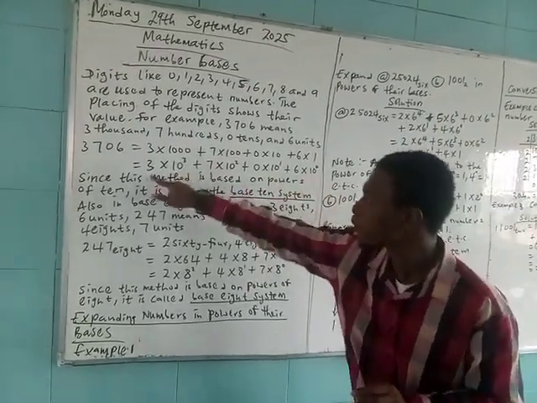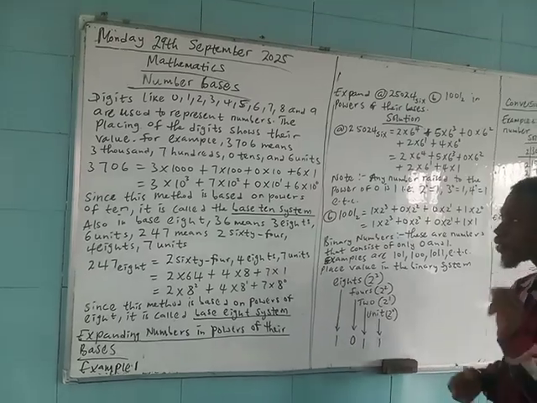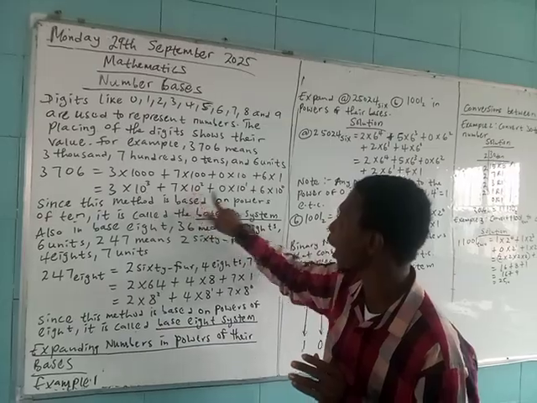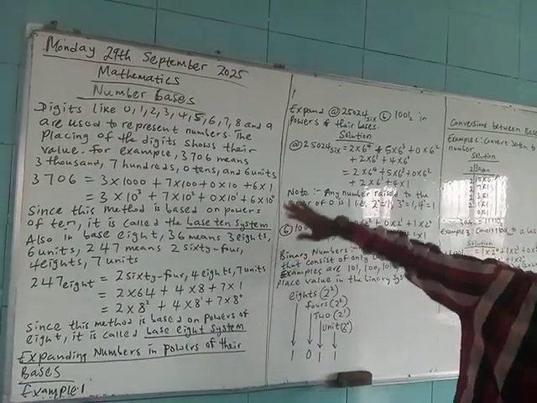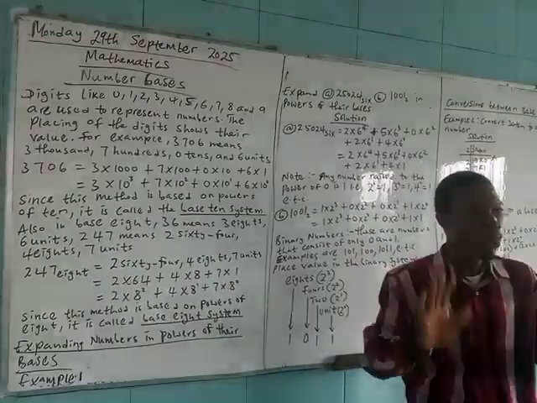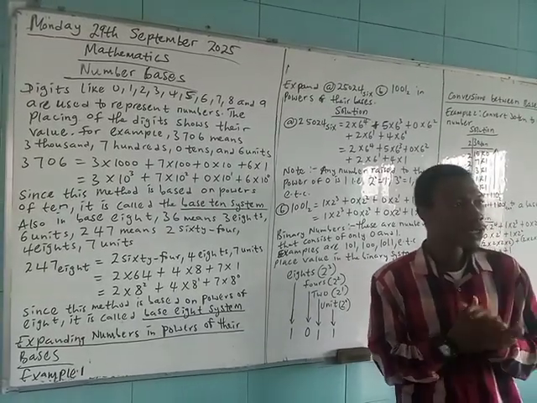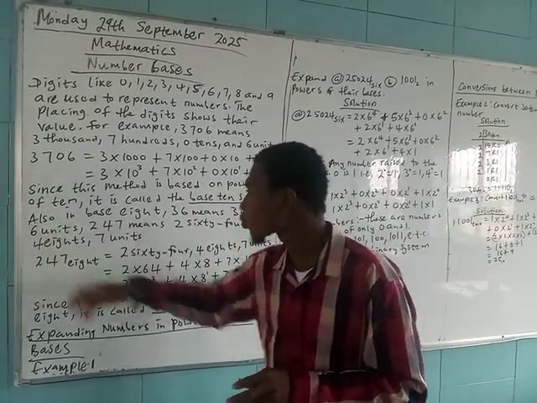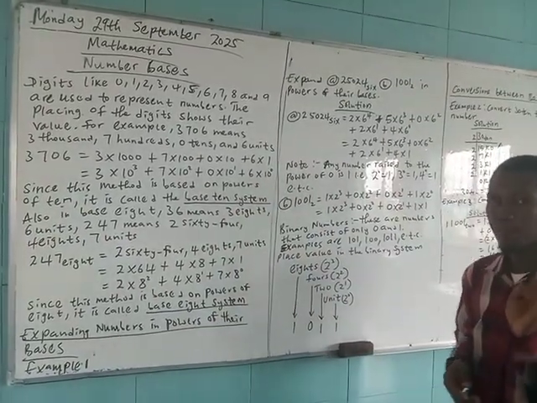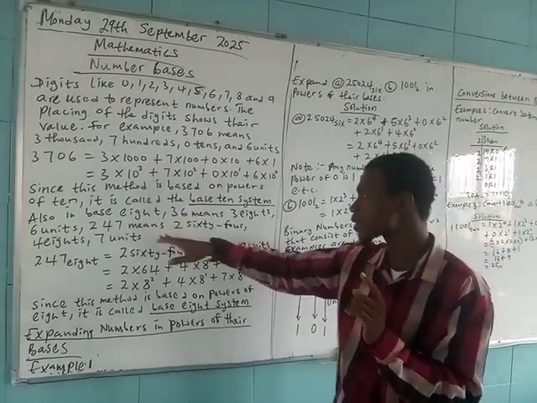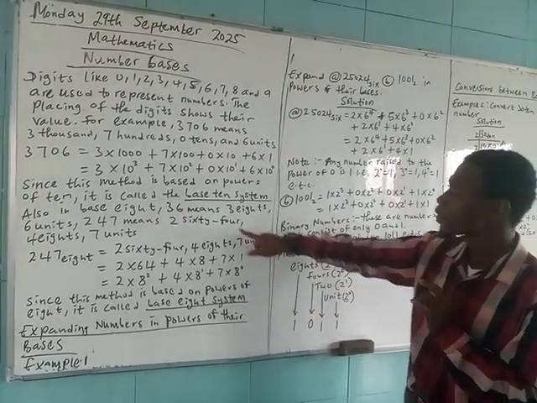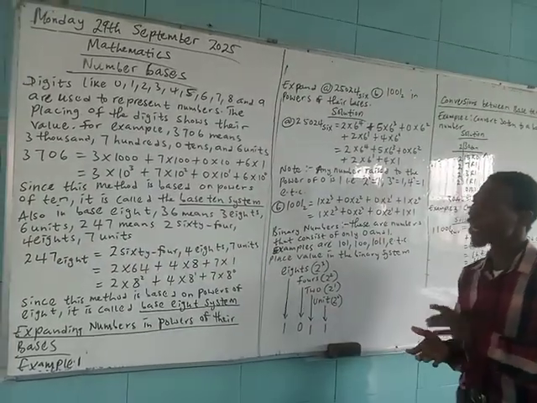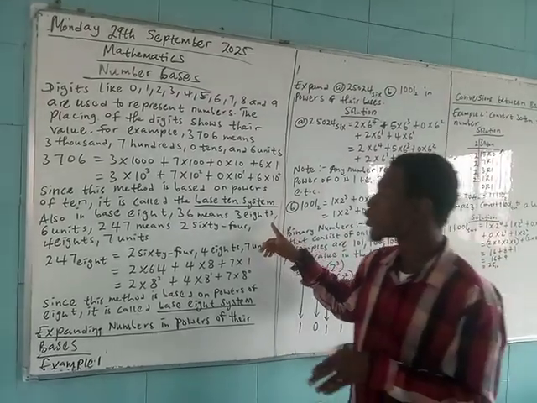Now, looking at this expansion, since this method is based on powers of 10, you can say that this is a base 10 system, and this is the most common system that is being used. Then also we have other bases. In base 8, 36 means 3 eighths, 6 units.